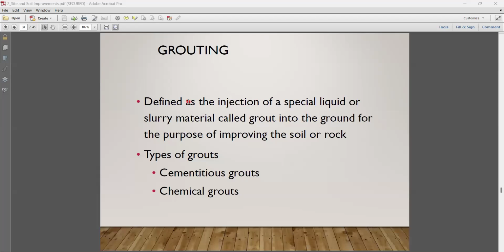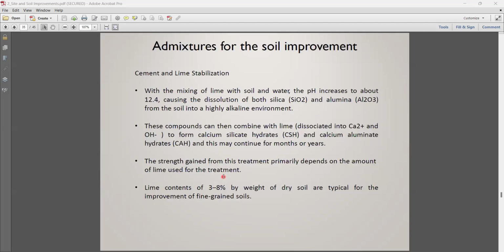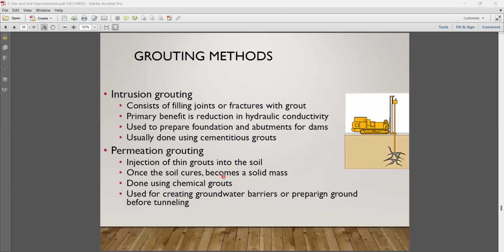Another thing is the grouting. Grouting means cementitious grout, or it can be chemical grout. Cementitious grout means cement is pressurized onto the ground. Like this, you can see, you drill and then you fill this with grouting. This doesn't need to be essentially cement. Sometimes these holes can be filled with cement and other times with chemicals.